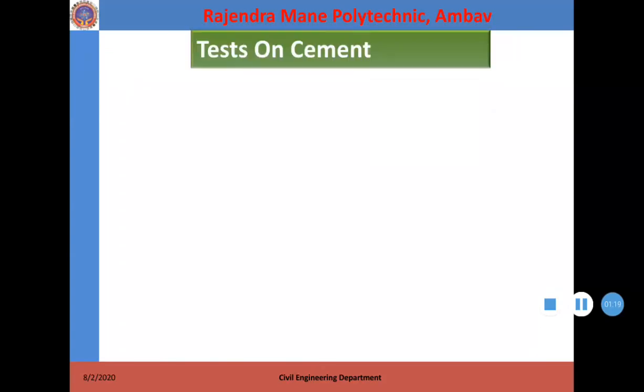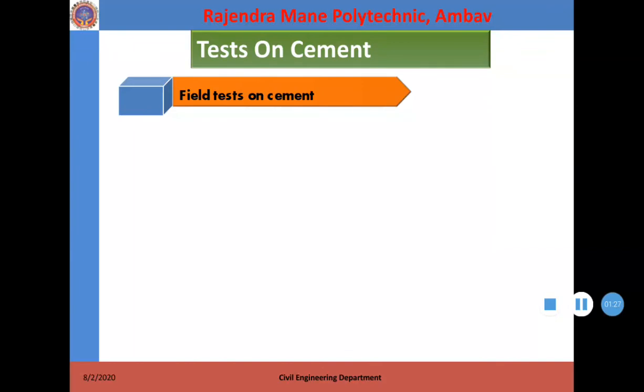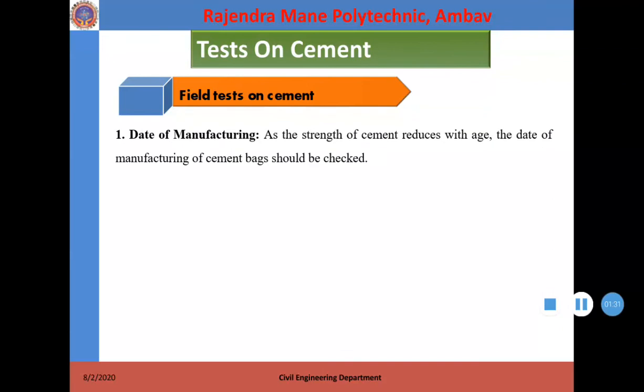Now we will discuss the field tests on cement. To detect adulteration in cement, we will conduct the following tests at site. First one is date of manufacturing. As the strength of cement reduces with age, the date of manufacturing of the cement bag should be checked.